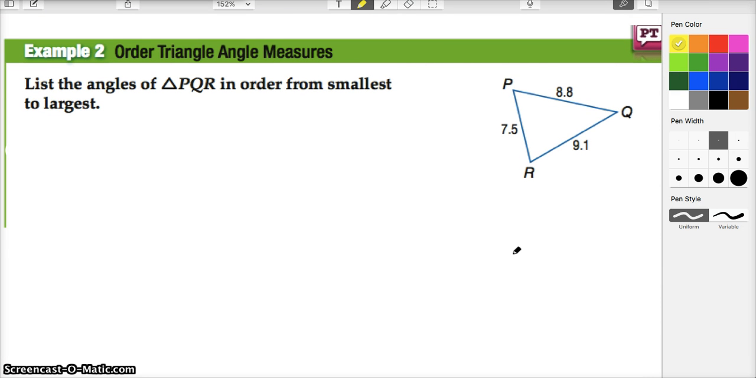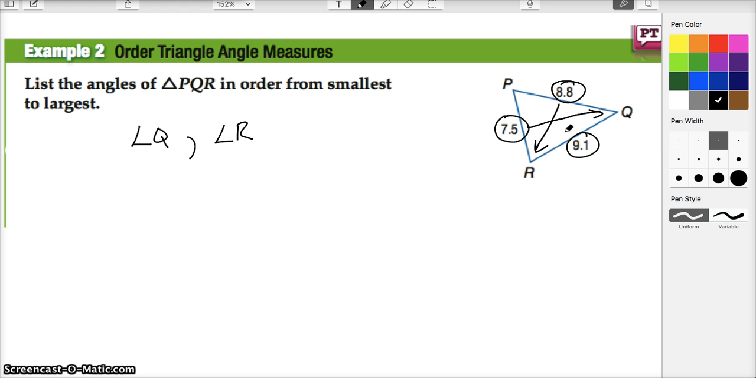List the angles of PQR in order from smallest to largest. So we can take our theorem, circle the smallest side, and now we draw an arrow to the smallest angle. So from smallest to largest would be angle Q first. And then we'll take our next largest side, which is PQ, and opposite that is R. So the next largest angle is R.